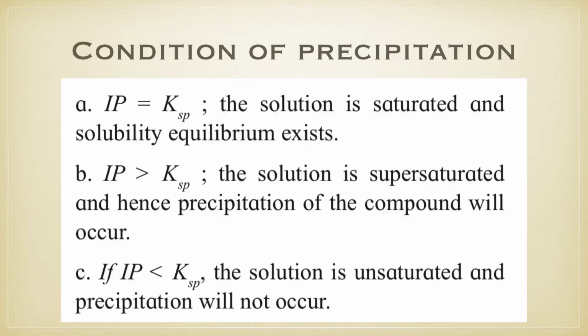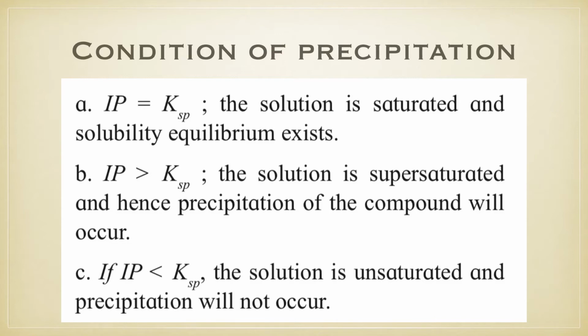Okay, now we learn the condition of precipitation. Here we compare the values of ionic product and KSP. Ionic product is referred to as IP and solubility product we write as KSP. Depending upon the values of both, we can say whether the solution is saturated, supersaturated or unsaturated. If it is supersaturated, then we can say precipitation will occur. If it is unsaturated, the precipitation will not occur.